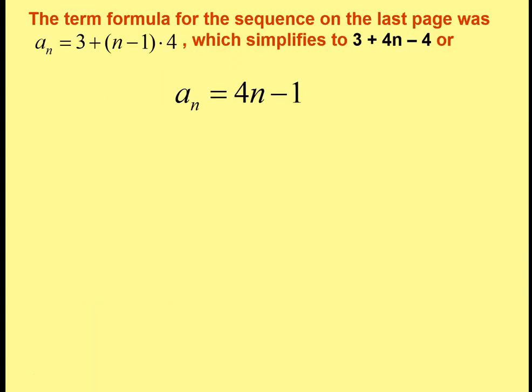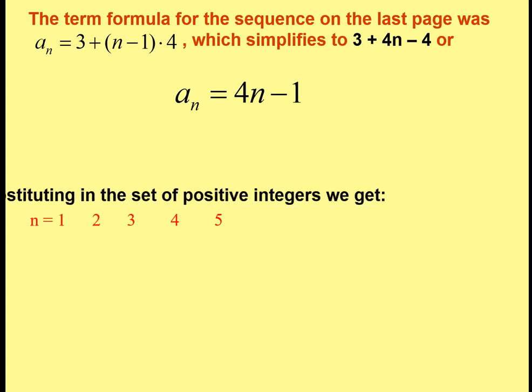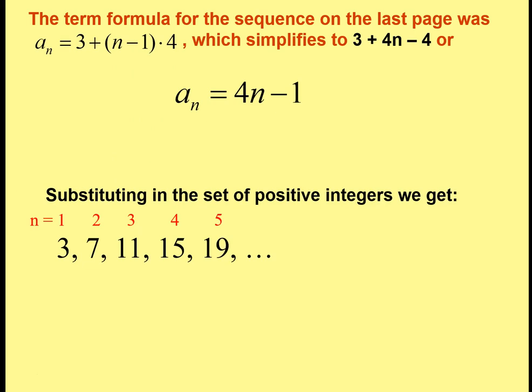The term formula for the sequence on the last page was a sub n equals 3 plus n minus 1 times 4. Using the distributive property, that simplifies to 3 plus 4n minus 4, or a sub n equals 4n minus 1. If we substitute the set of positive integers, we get our sequence, which we saw before. And the common difference is 4.